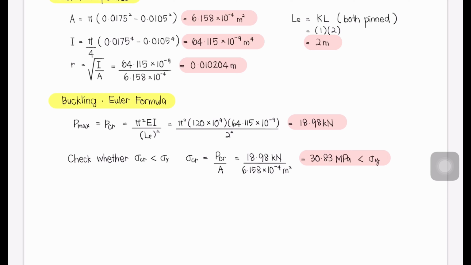The critical stress should be less than the yield stress. From this formula, you can get the critical stress, which is just about 30.83 megapascal. So it's less than the yield stress, which is about 750 megapascal. What you get is very small compared to the yield stress, so this copper tube is safe for the buckling criterion.